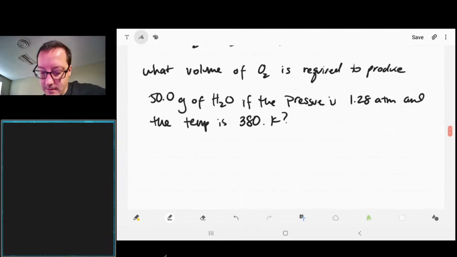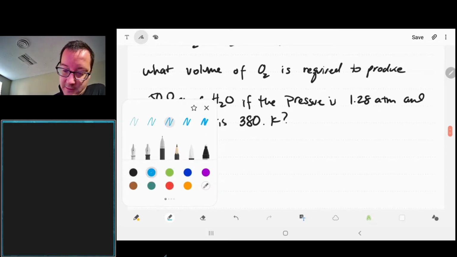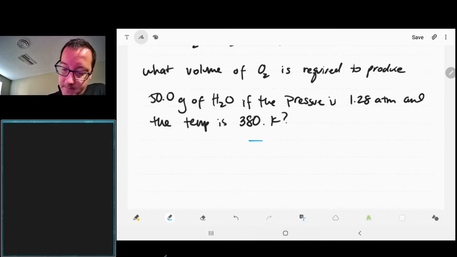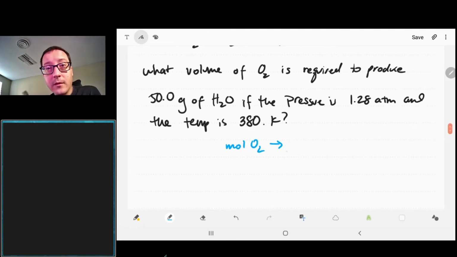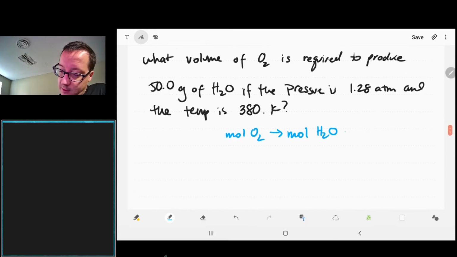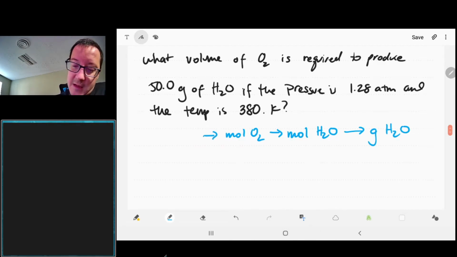So, start, as always, with your reaction coefficients in the middle. If we look at what we want, we're asked for grams of water. We can go from moles to grams. What we're given to start with is volume of O2. We know O2 is a gas. So we're looking for... Oh, I'm sorry.